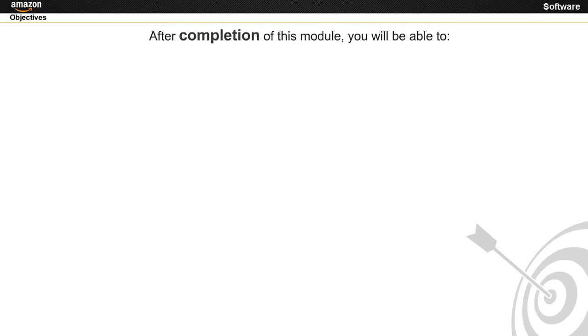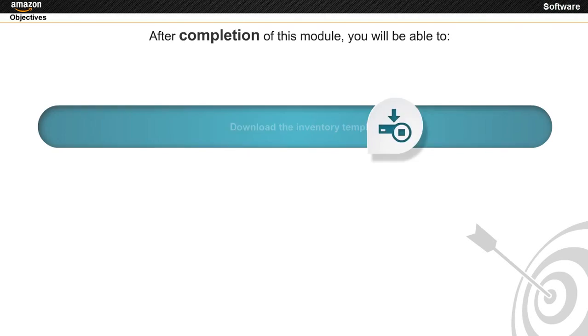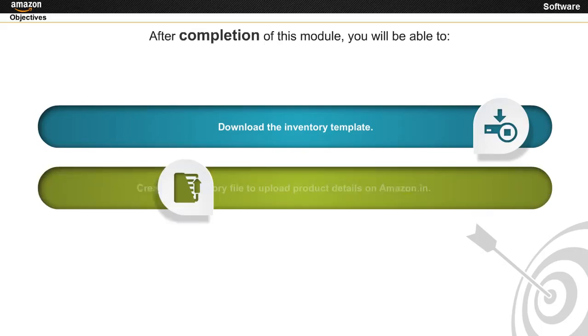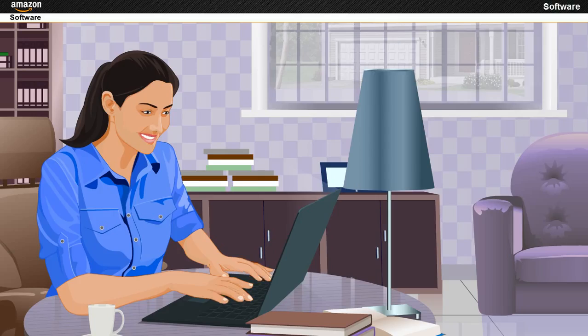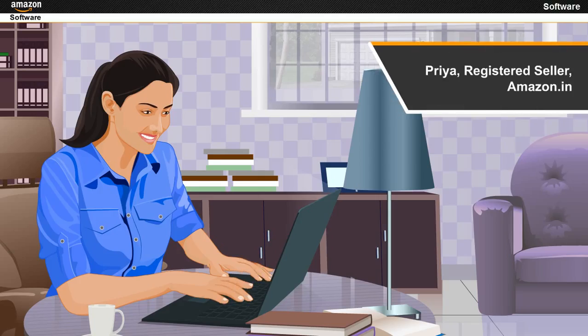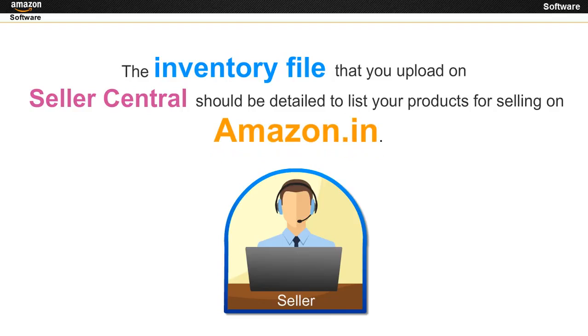After completion of this module, you will be able to download the inventory template and create an inventory file to upload product details on Amazon.in. Priya, a registered seller with Amazon.in, wants to create an inventory file for a product belonging to the software category. The inventory file that you upload on Seller Central should be detailed to list your products for selling on Amazon.in.